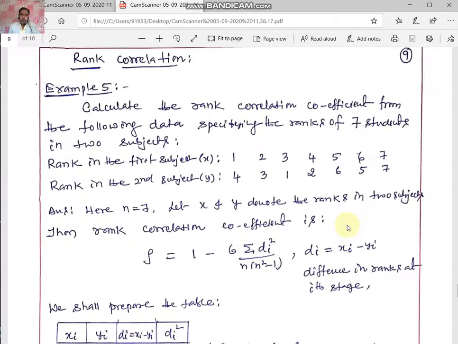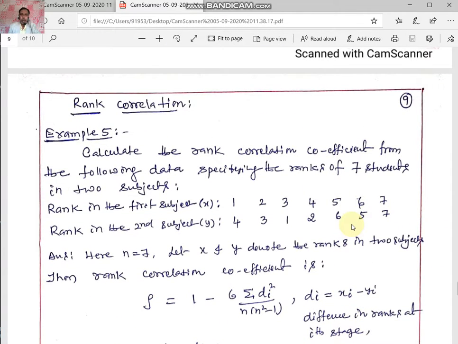And now the next subtopic is rank correlation. Already I have explained what rank correlation is. It means when there are two subjects and 10 students have scored some marks, we can assign ranks to students for each subject and we can find the correlation between ranks. So the next example gives that idea.